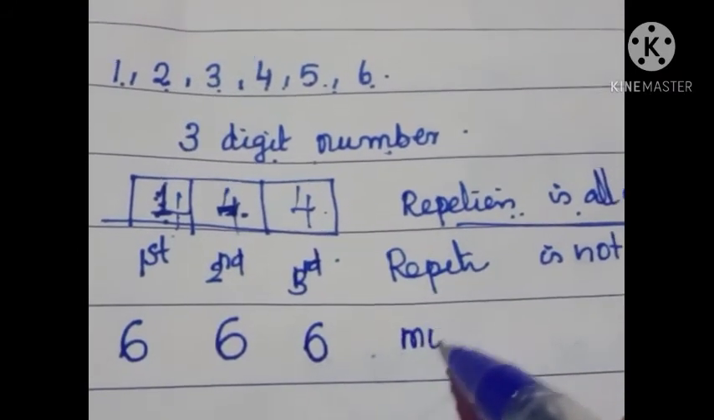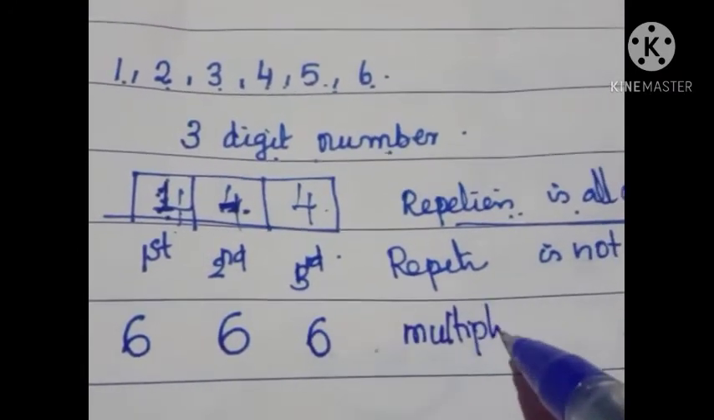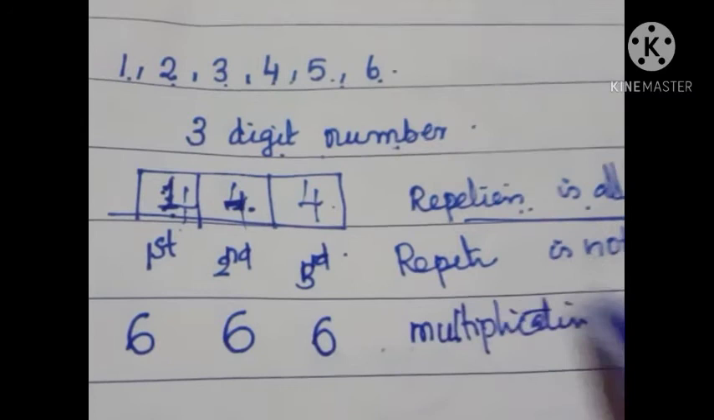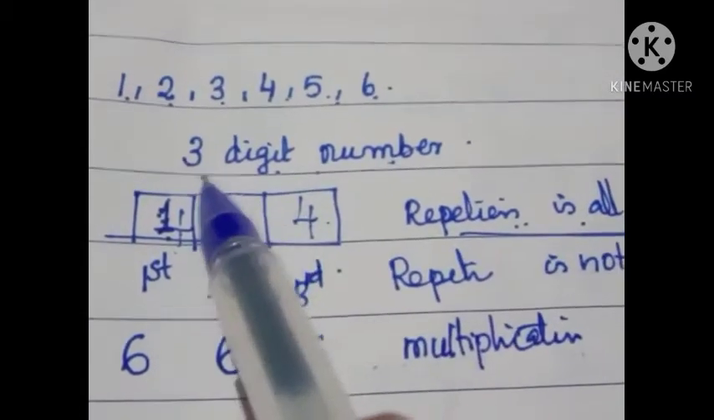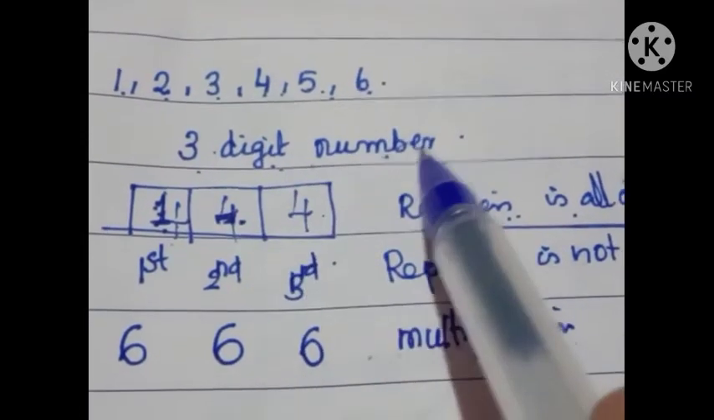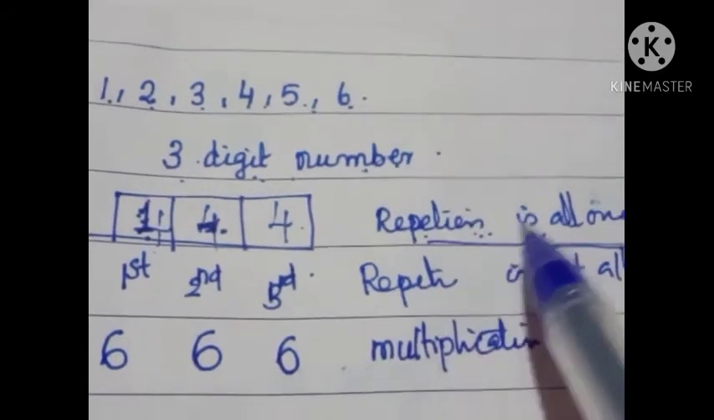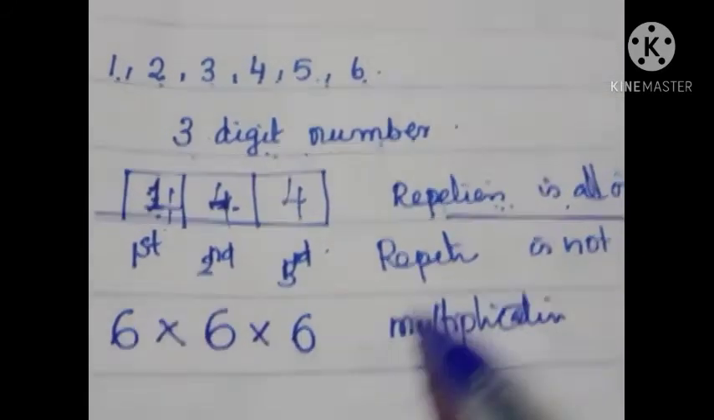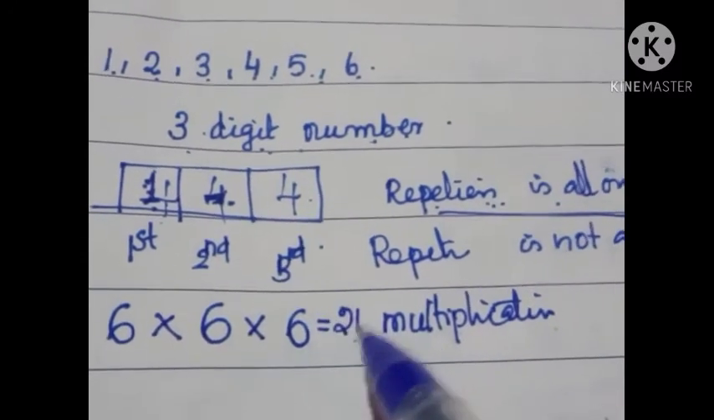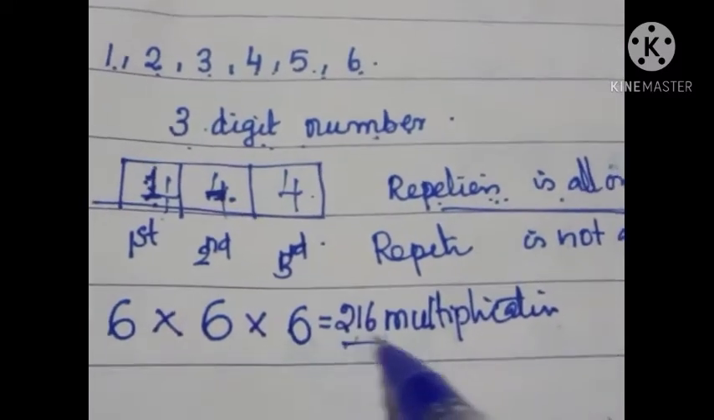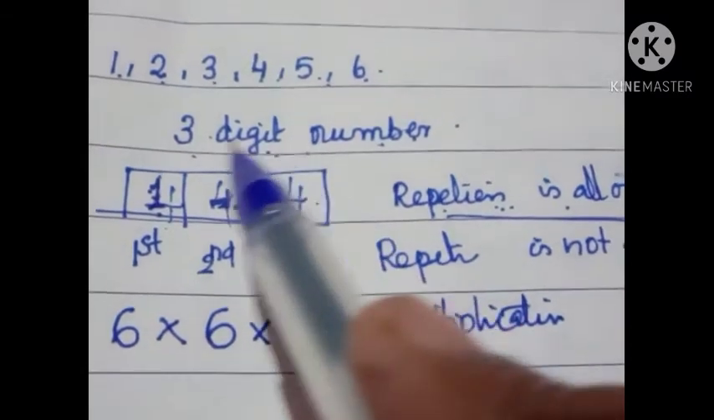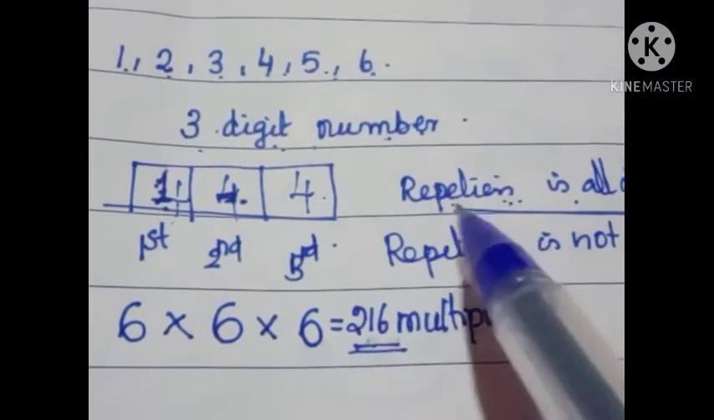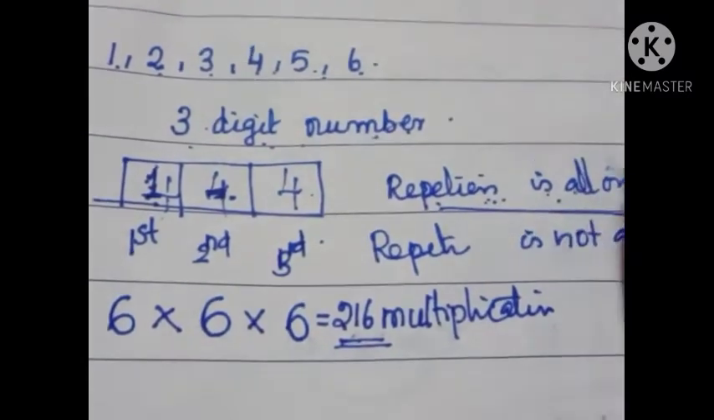So by multiplication principle, the total number of 3-digit numbers when repetition is allowed is 6 into 6 into 6. That is 216. So 216 different arrangements are possible when repetition is allowed.